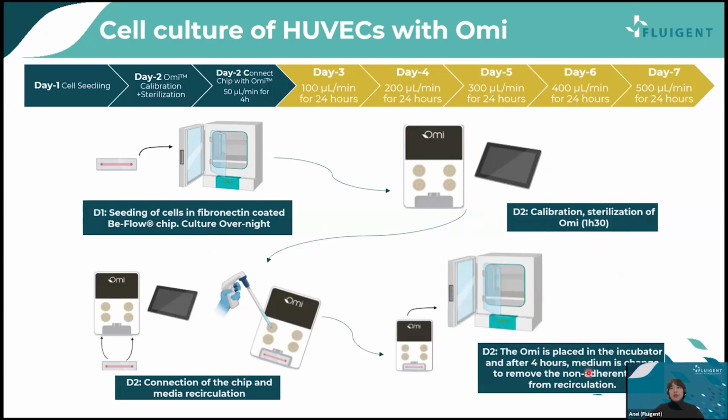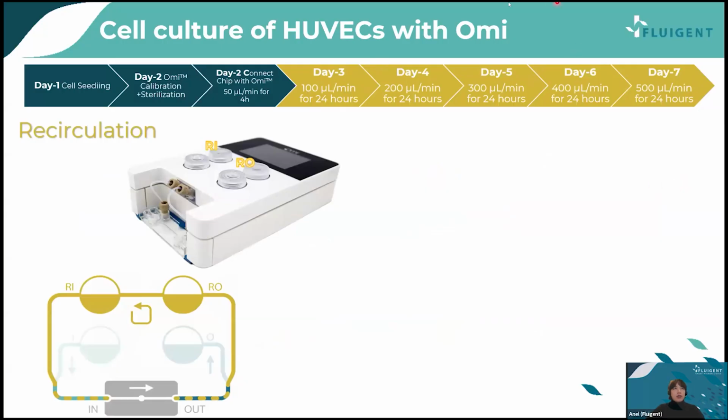In our case, after 4 hours at 50 microliters per minute for cells to acclimate, we change the medium to remove the non-adherent cells from the recirculation and continue the recirculation for 5 days, gradually increasing the flow rate from 100 to 200 to 300 to 400 to 500 microliters per minute. The recirculation for 5 days allowed us to have the small amount of medium used in our protocol, and to monitor the cells on the chip daily.